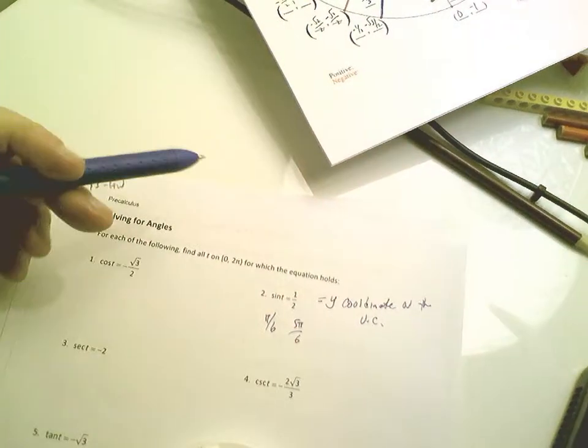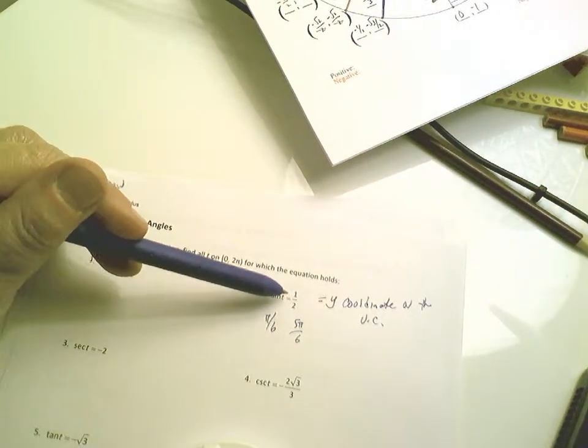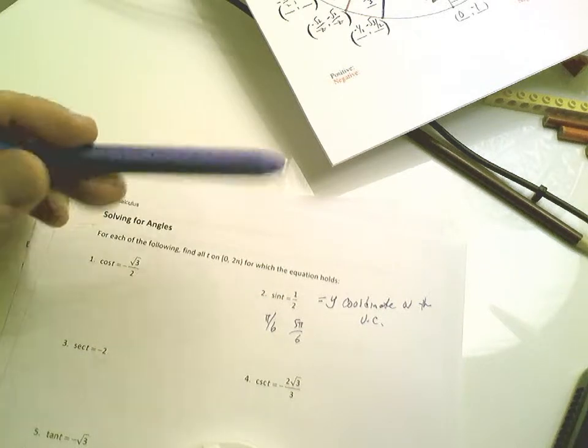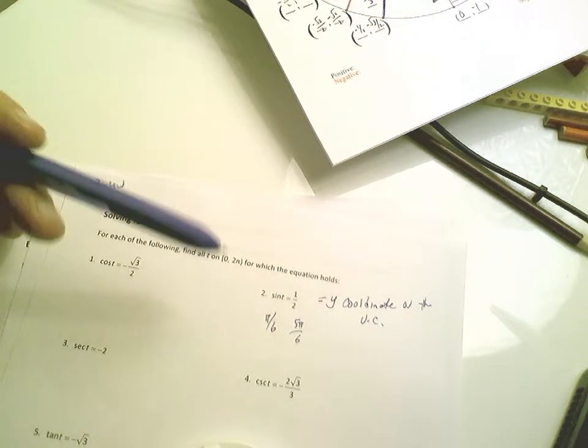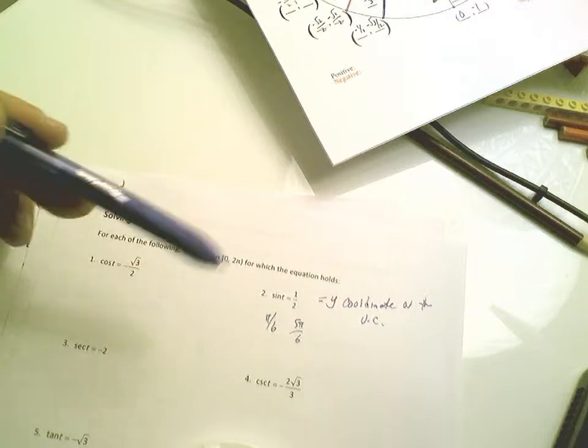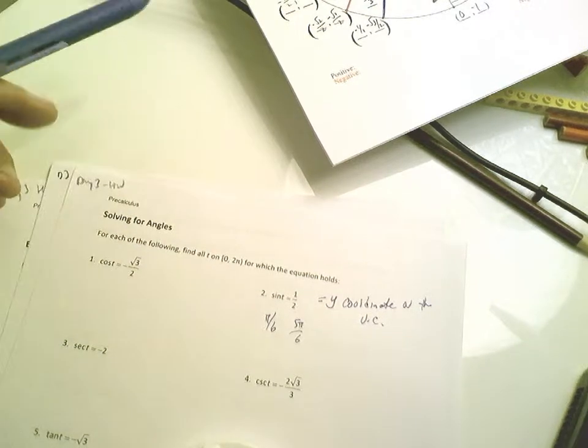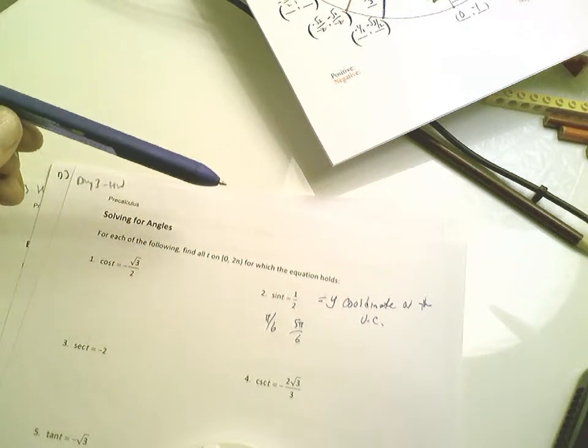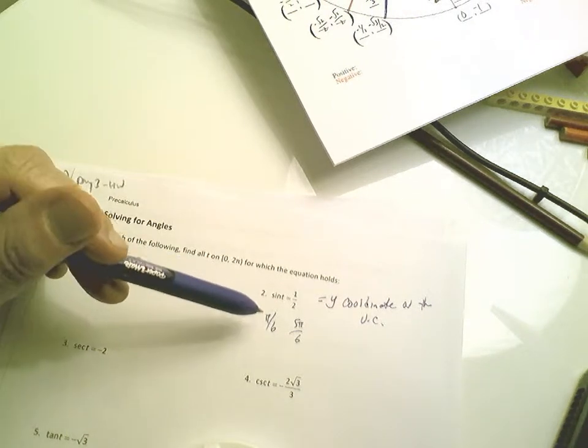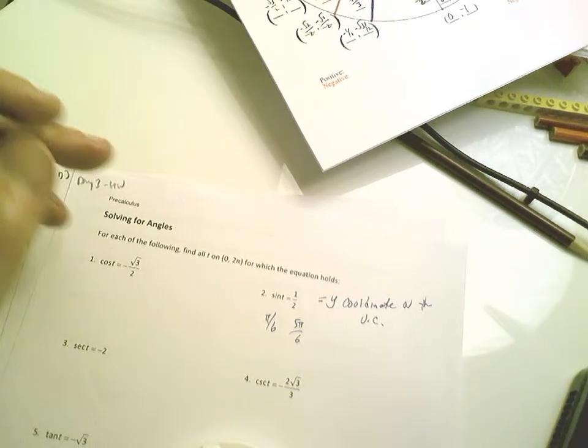Hopefully not too surprising. This sign is what? It's a positive. What does all students take calculus tell you? You need angles in quadrant 1, quadrant 2. From a unit circle standpoint, what do you know about quadrant 1, quadrant 2? That's where the y coordinate happens to be positive. Not a big surprise that pi over 6, 5 pi over 6 get the job done.